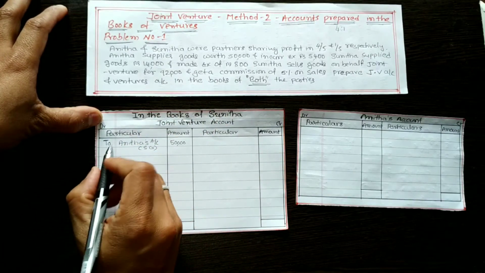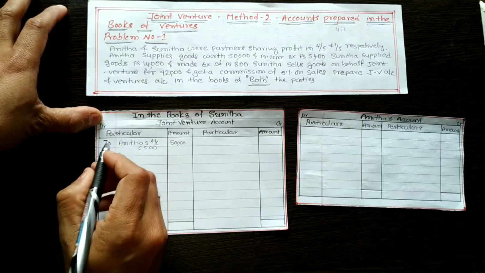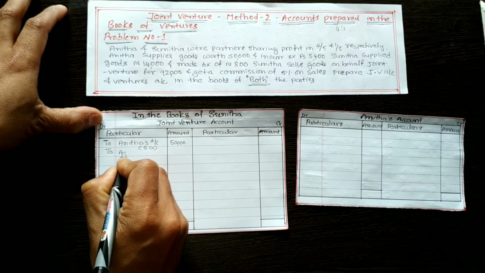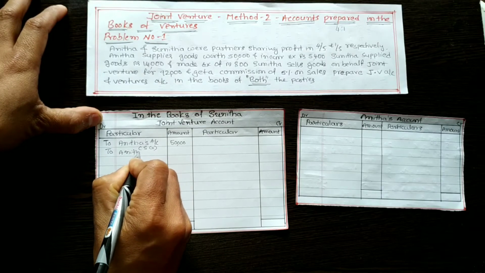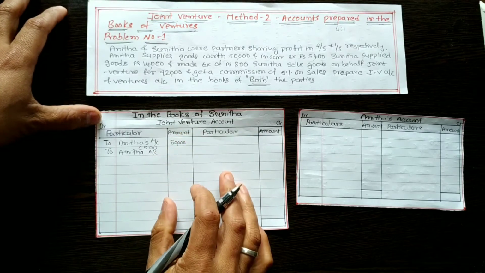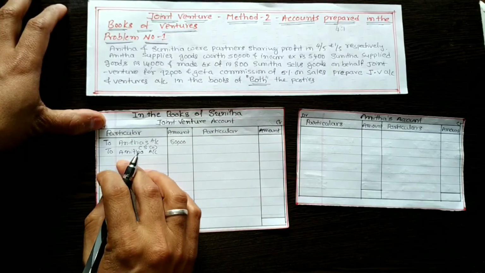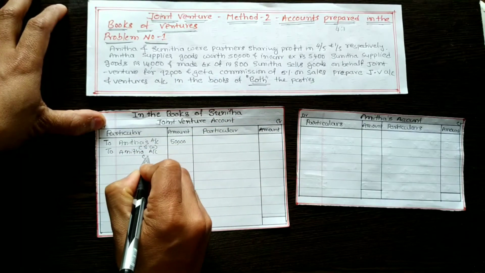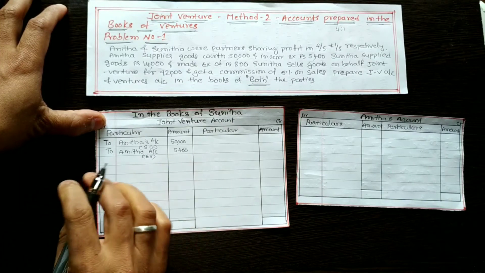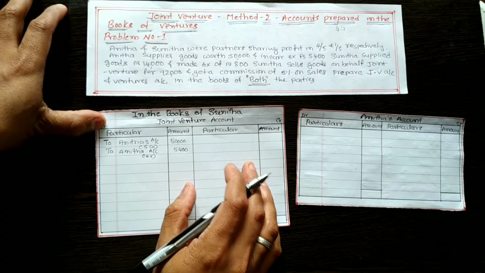So now, Anita incurs expenses of rupees 5,400. Whatever the income or expenses made by Anita, it should be transferred in the name of Anita itself, because we are going to prepare the accounts in the books of Sunita, right? So we can easily consider the name of Anita. To Anita, expenses, how much? 5,400.